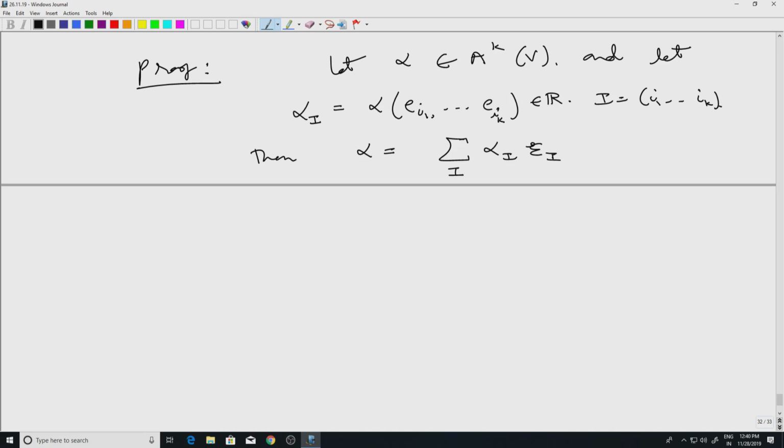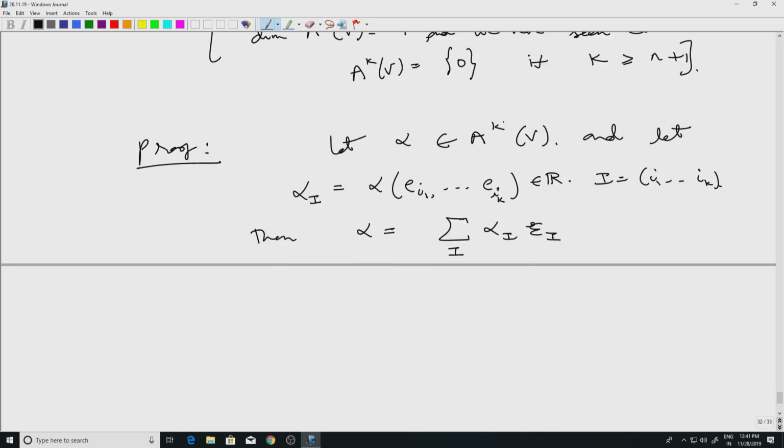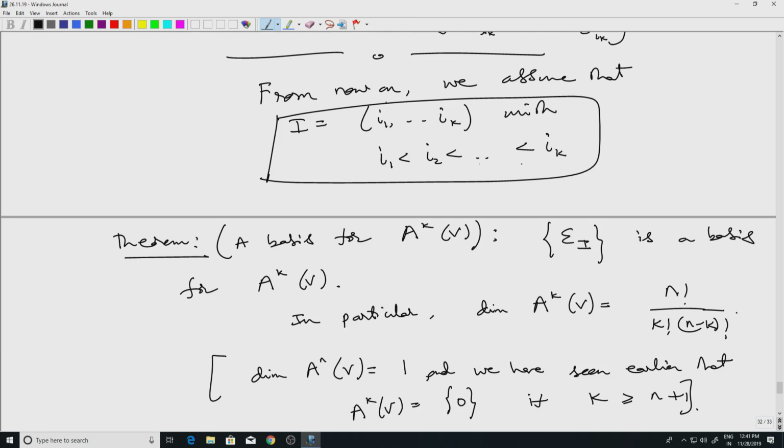So let's do that. In fact, what I said is true for any K tensor, but when you have an alternating tensor, it's enough to evaluate them not just on any basis vectors, but on a finite sequence of basis vectors with the property that the indices are increasing.